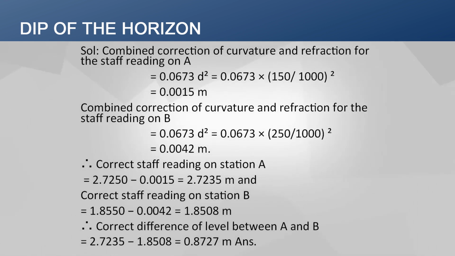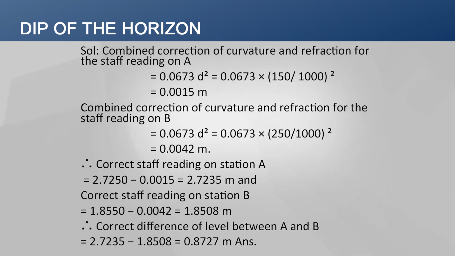Next, the combined correction for curvature and refraction for the staff reading on B is equal to 0.0673 into d square. So, we will put d in kilometers. It is equal to 0.0673 multiplied by (250 by 1000) whole square, which is equal to 0.0042 meters.